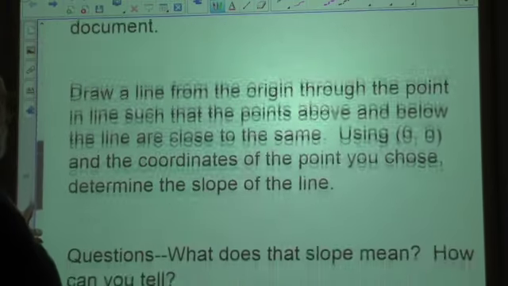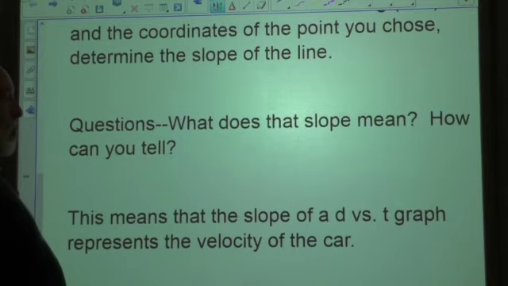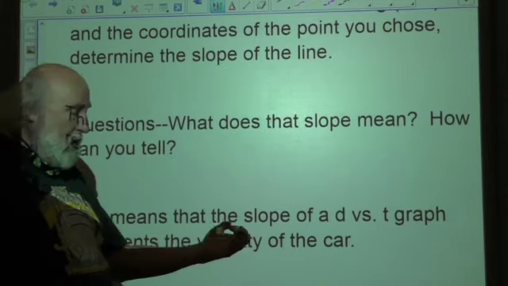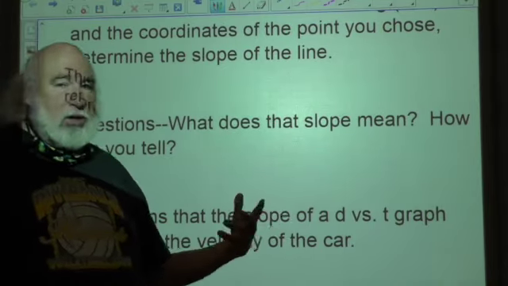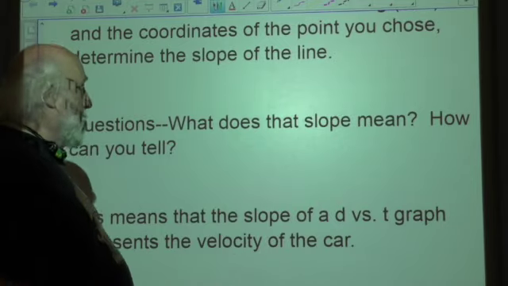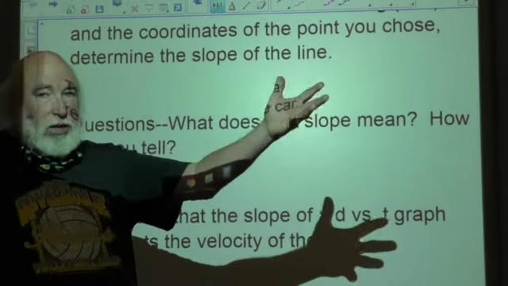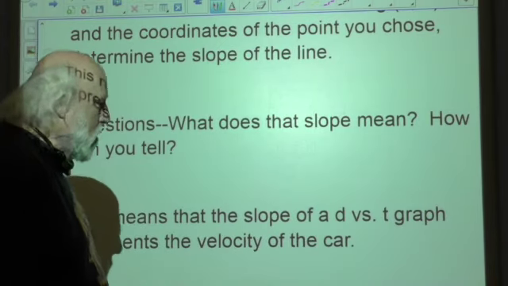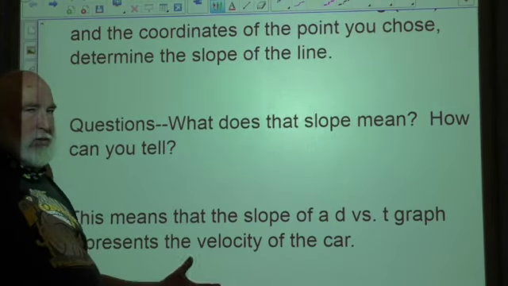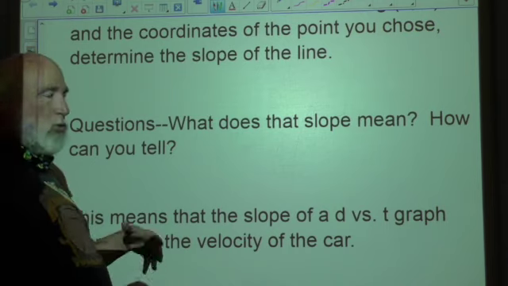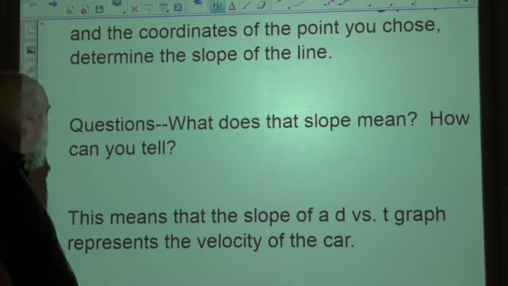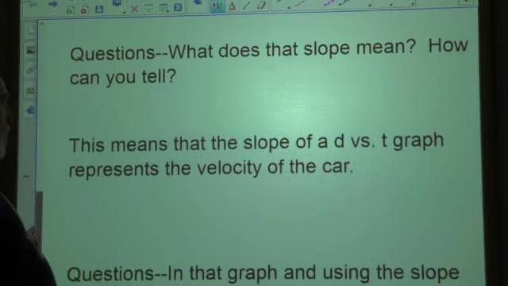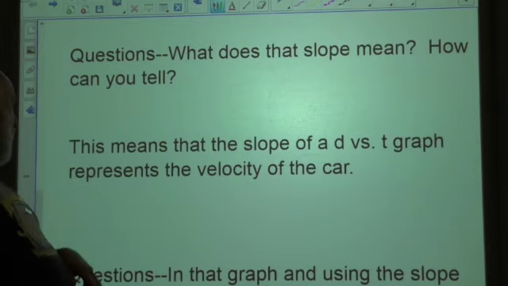And it says, what does the slope mean? Well, since you have meters over seconds, that means you are dealing with velocity. And how can you tell? Well, it is because of what the label of slope is. The fact that you get a label that represents slope tells you that you are indeed dealing with slope. This means that the slope of a d versus t graph represents the velocity of the car.